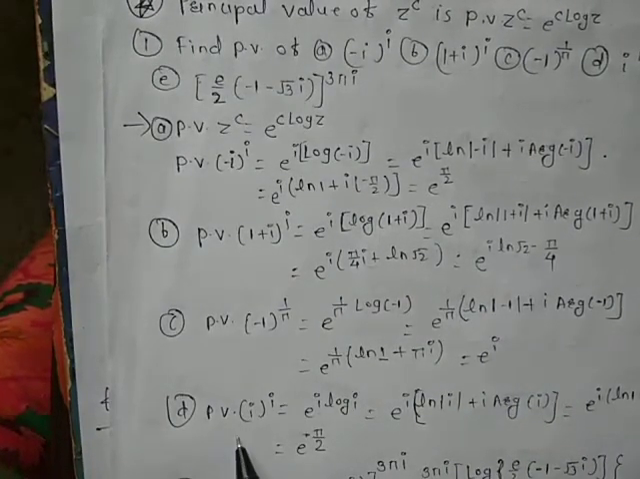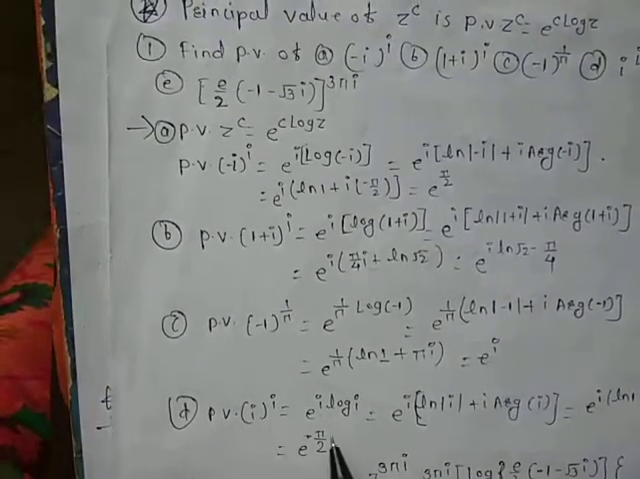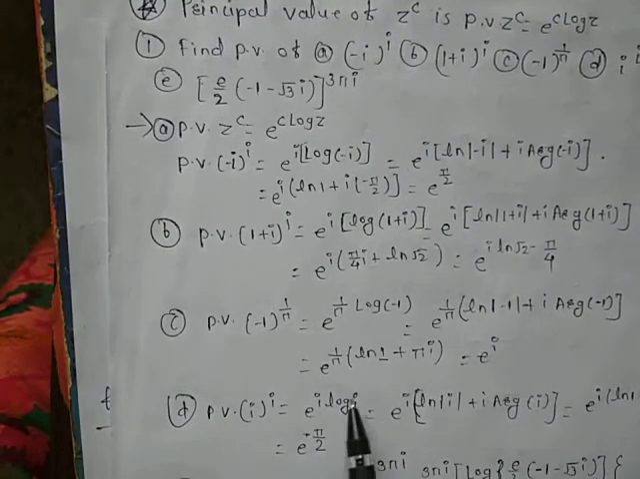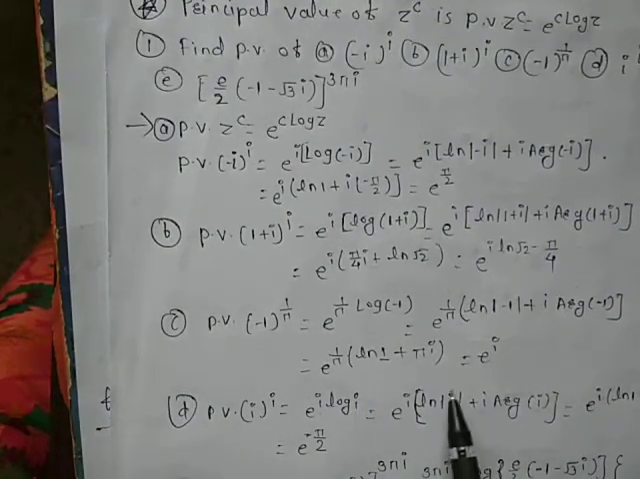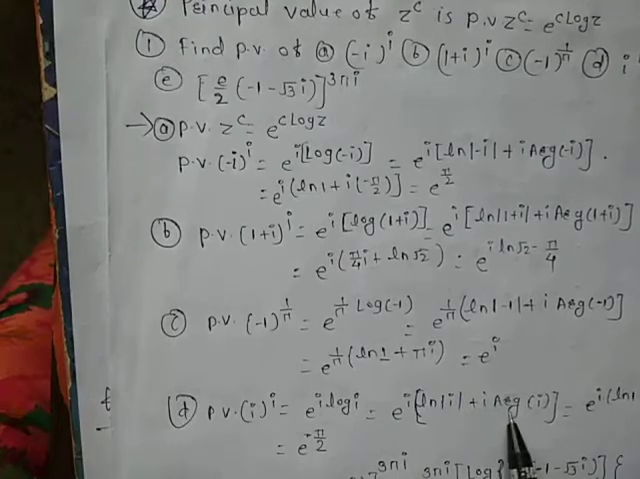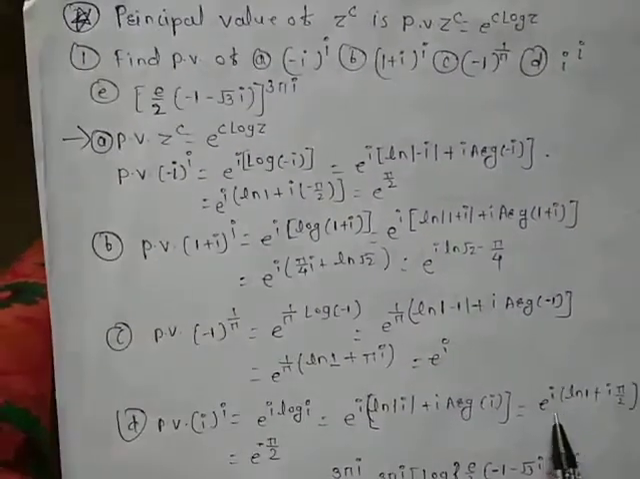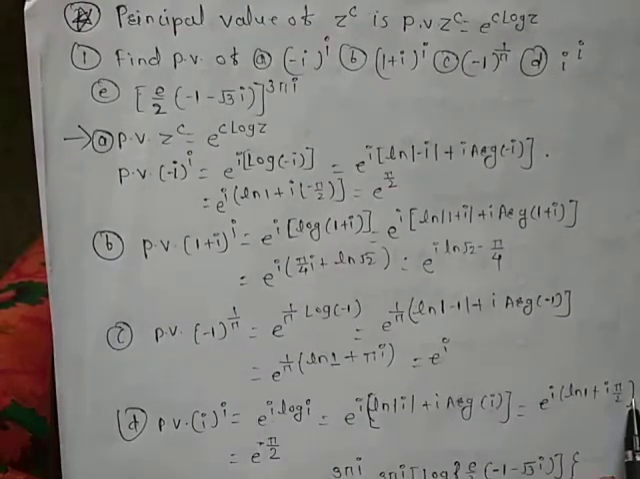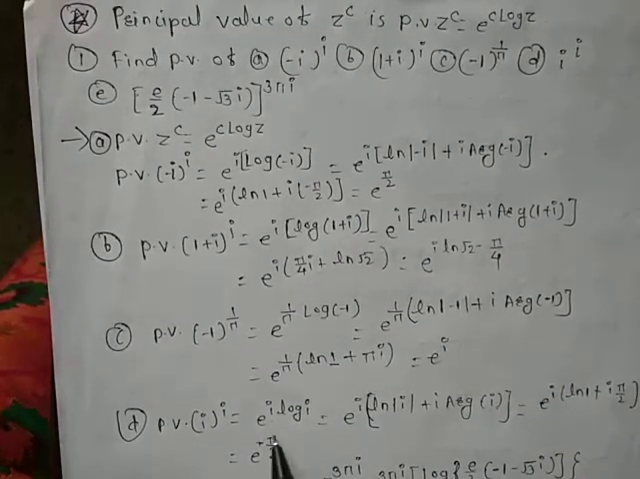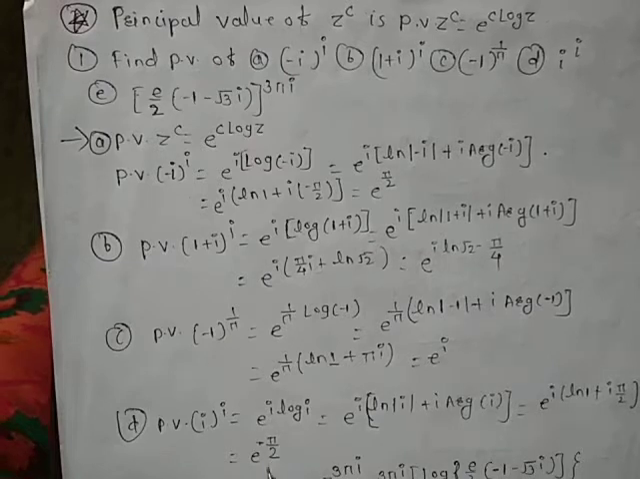Next is the principal value of i raised to i, which is equal to e raised to i times log i, which is e raised to i times ln of modulus of i plus i times argument of i, which is equal to e raised to i times ln 1 plus i pi by 2, which is equal to e raised to minus pi by 2.